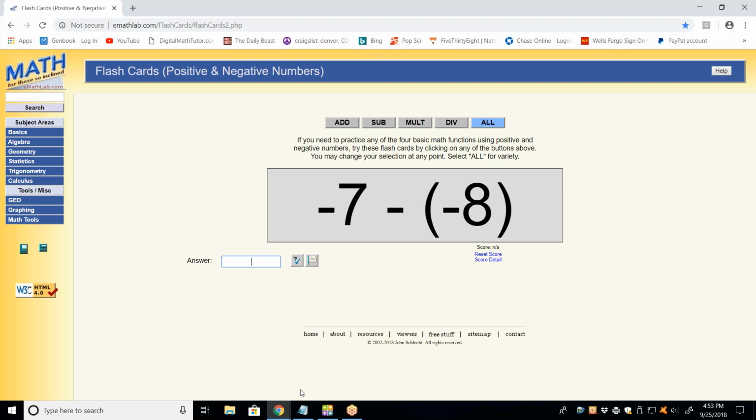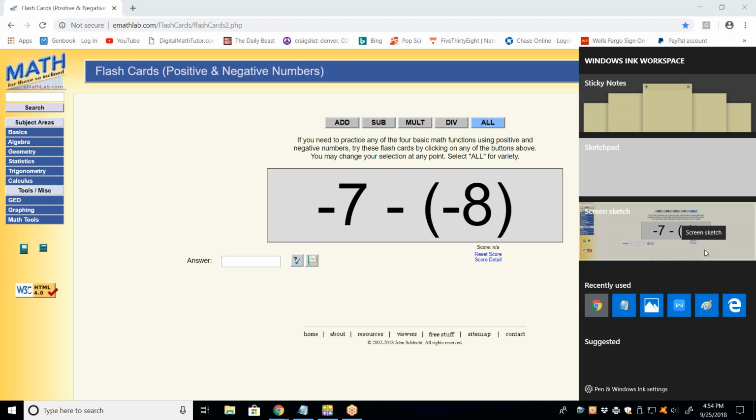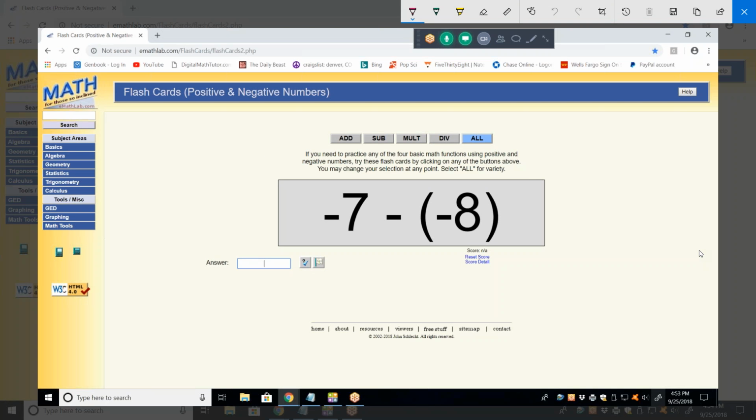Negative 7 minus negative 8. So negative minus a negative is a positive, right? Okay, here's what I want you to do. This is the first trick, the most important one. These problems make people crazy because there are so many negative signs. They don't know what to do. That is a negative sign. That is a negative sign. That is a subtraction sign.